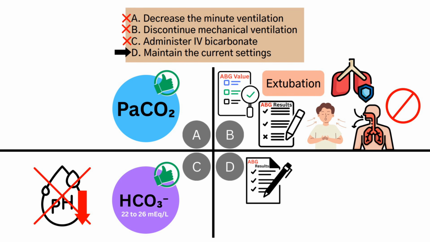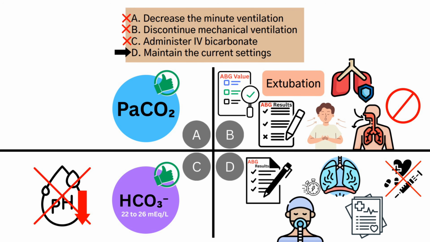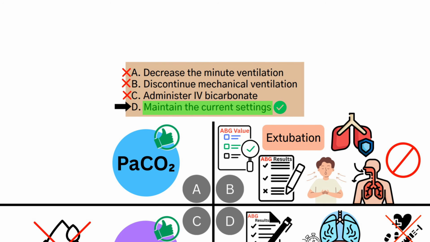The ABG results confirm that the patient is ventilating and oxygenating effectively, so no immediate intervention is required beyond ongoing monitoring. The correct answer is D. Maintain the current settings.